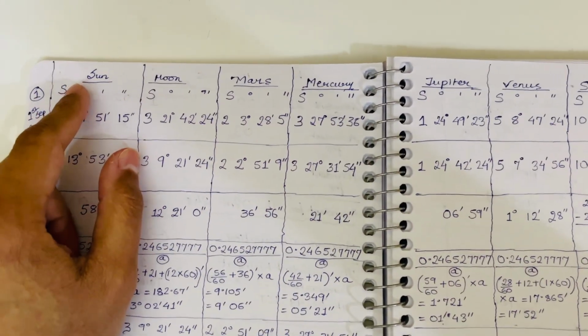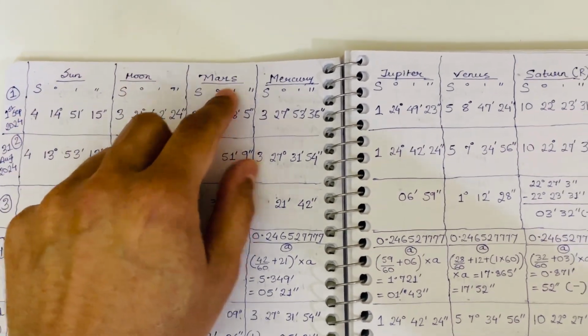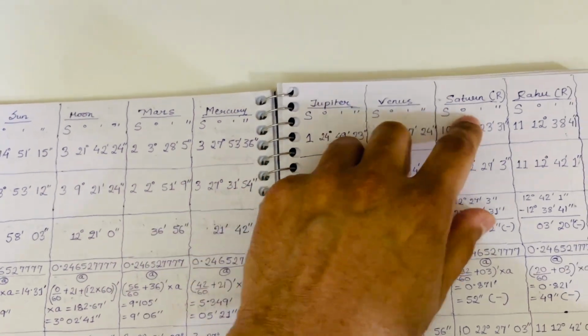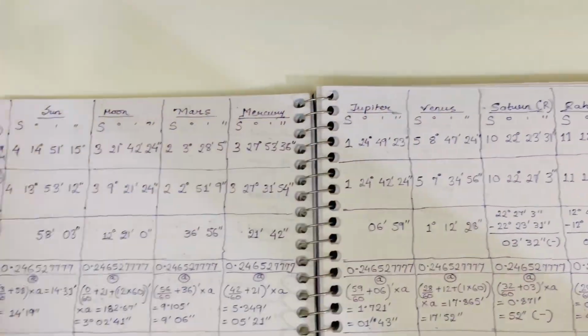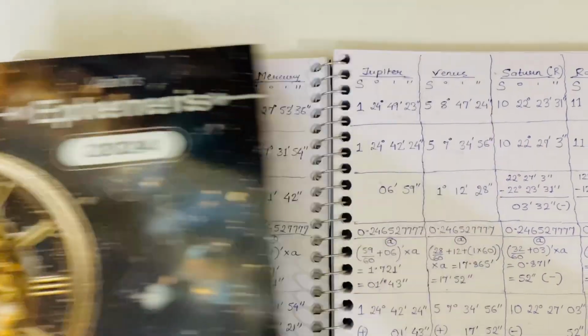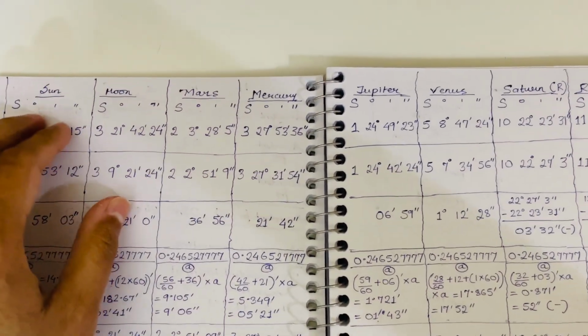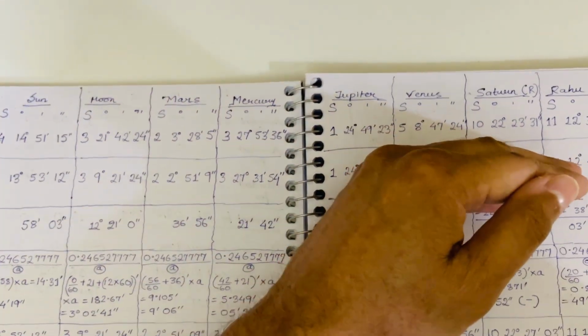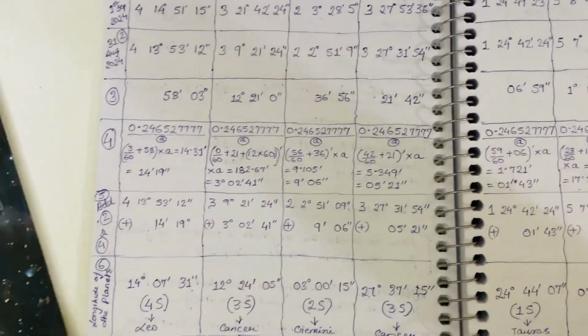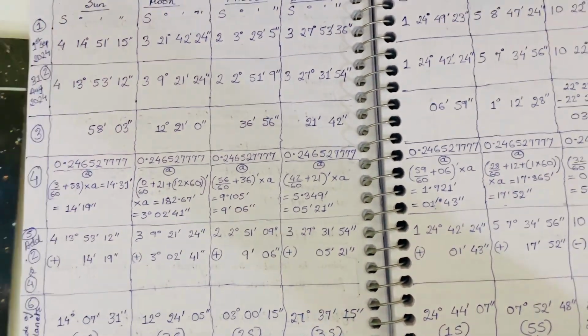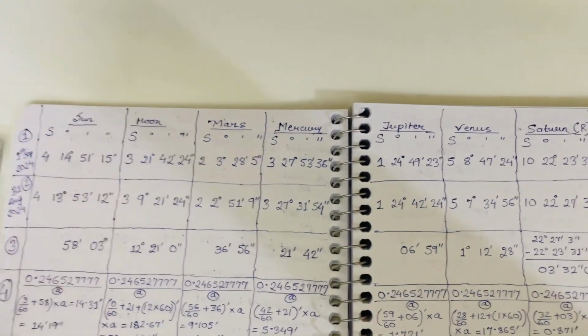And this particular sequence, Sun, Moon, Mars, Mercury, Jupiter, Venus, Saturn, Rahu, these are all as per the sequence mentioned in this particular book. You can learn this sequence, then it will be easier for you to jot down the values from this book, right? So let's look at 31st of August.